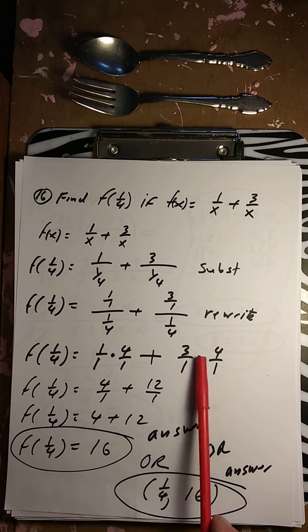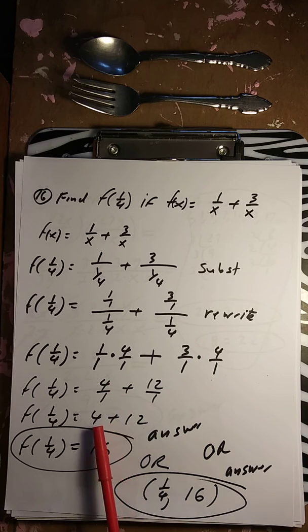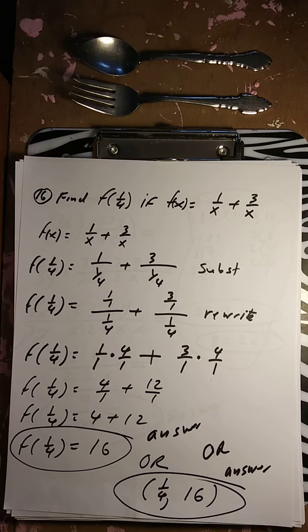1 times 4 is 4. 3 times 4 is 12. So 4 over 1, 12 over 1. 4 over 1 is 4. 12 over 1 is 12. Add those together. 4 plus 12 is 16. So f of 1/4 is 16, or 1/4 comma 16.